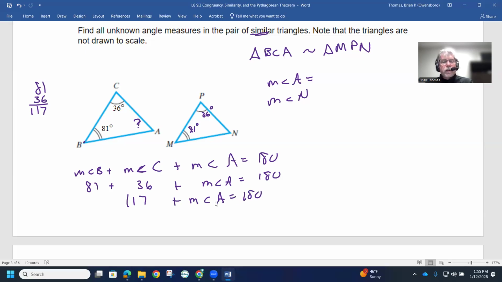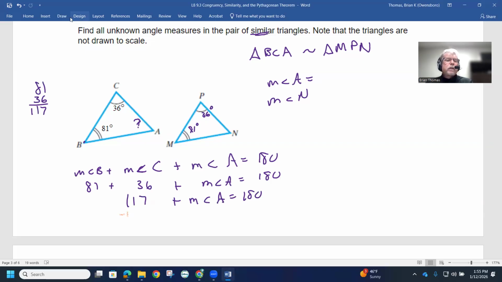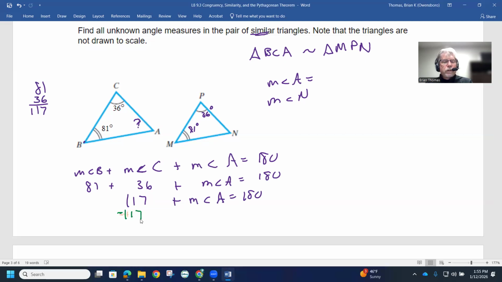Now to find the measure of angle A, I've got to get this by itself, treat this like a variable. It's unknown. So I need to move the number to the other side. So to move the number to the other side, I have to subtract 117 degrees. So we're going to subtract 117 here, but we have to subtract 117 over here.